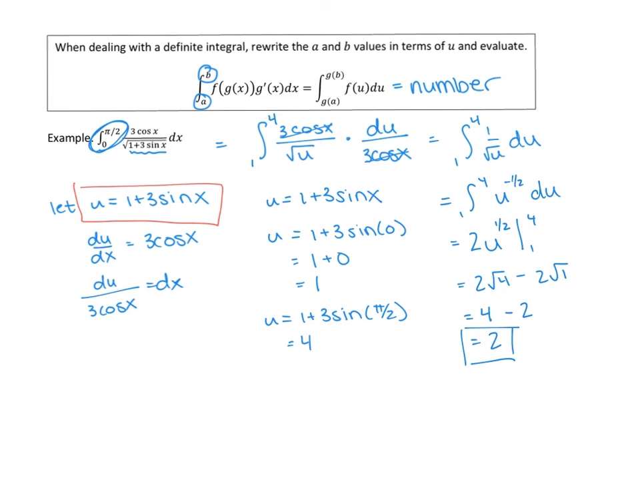So notice when we have a problem like this, once we get everything in terms of u, we never have to rewrite in terms of x. As long as we don't forget to rewrite these numbers here, then we never have to go back in terms of x. We get our final answer, and that's it.